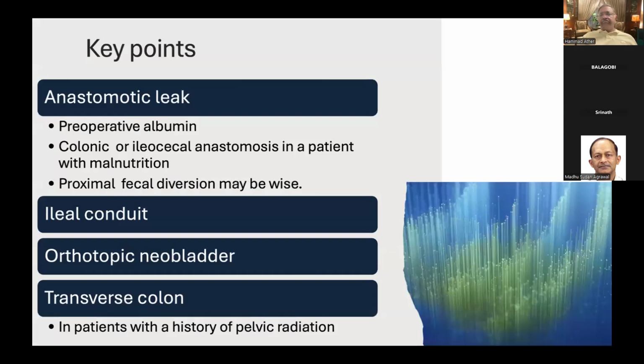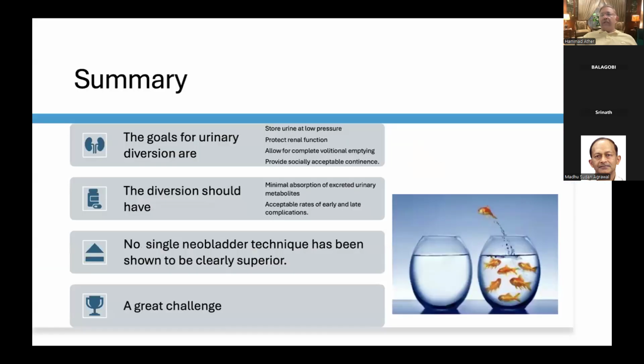So it's important that this major surgical procedure should be done with all the possible care to avoid long-term complications. The ideal orthotopic bladder or ideal diversion is still eluding us. It should be one which stores urine at low pressure, protects renal function, allows complete volitional emptying, and has socially acceptable continence. The diversion should have minimal absorption and an acceptable rate of early and late complications.